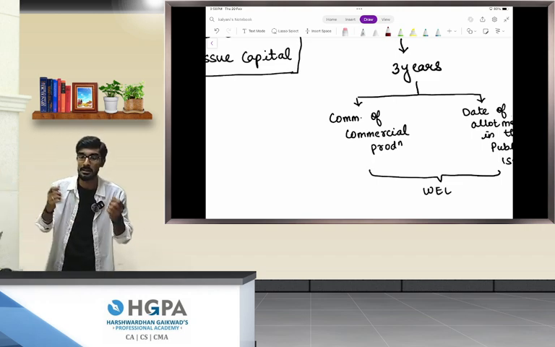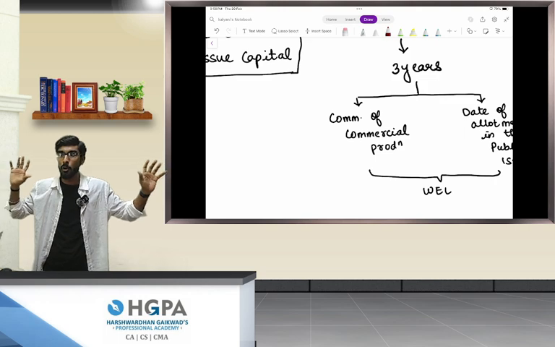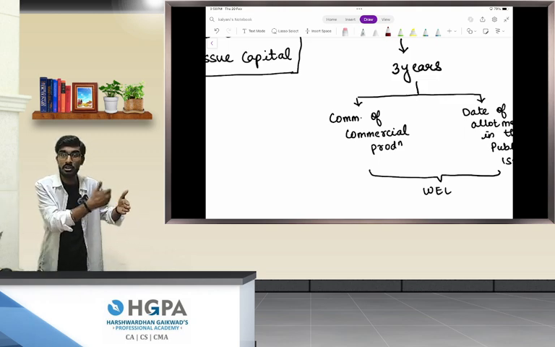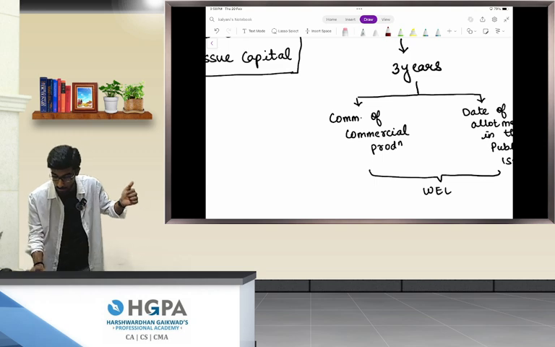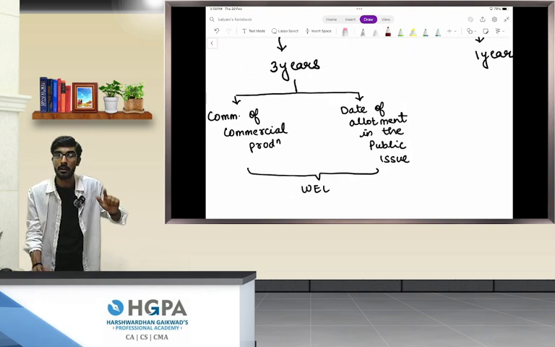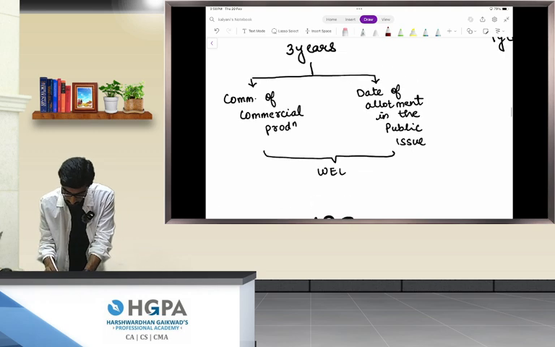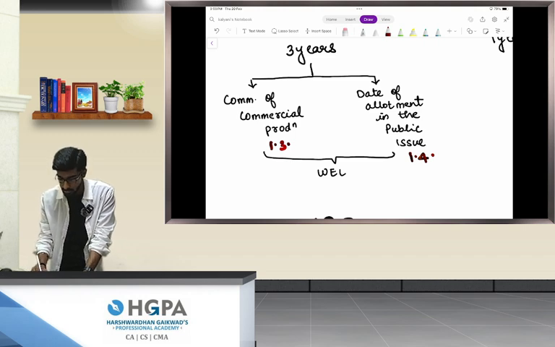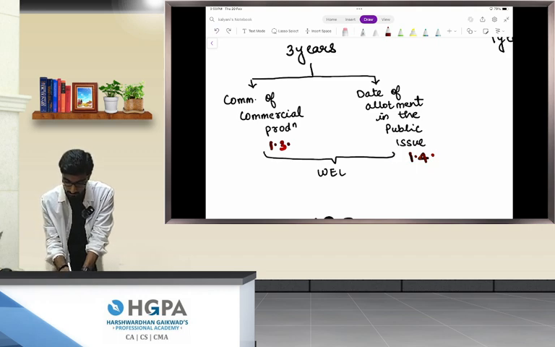For example, Lenskart has raised 100 crores from an IPO for expanding its business, opening 10,000 new stores in India. Now, until and unless it starts its commercial production, that is actual expansion of the company, or the date of allotment of shares to the public, whichever is later. For example, if the date of commercial production was 1st March, allotment was 1st April, so from this date 3 years will be calculated.